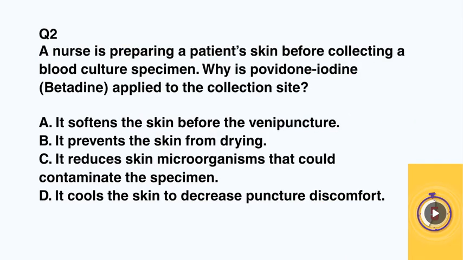Question number 2. A nurse is preparing a patient's skin before collecting a blood culture specimen. Why is povidone iodine or Betadine applied to the collection site? A. It softens the skin before the venipuncture. Letter B. It prevents the skin from drying. Letter C. It reduces skin microorganisms that could contaminate the specimen. Or letter D. It cools the skin to decrease puncture discomfort.